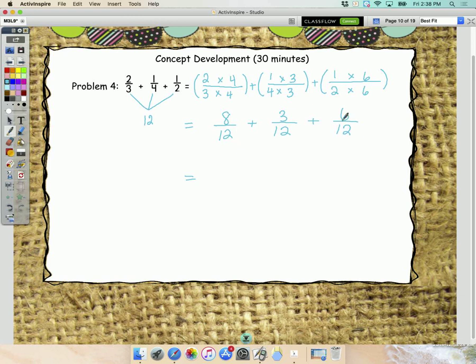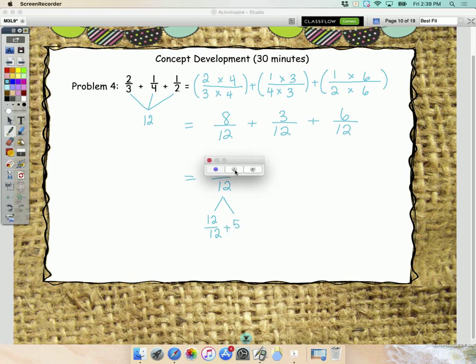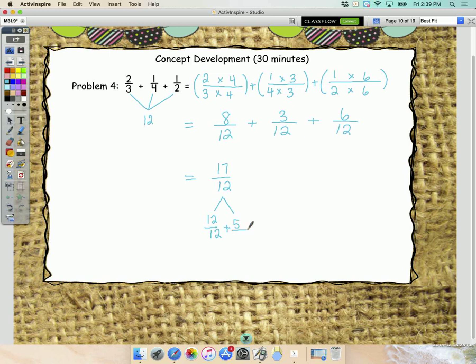3 plus 6 is 9. 8 plus 9 is 17/12. So I'm going to go ahead and decompose. Take out 1 whole. So 12/12 plus 5/12 would be 1 and 5/12. Okay.